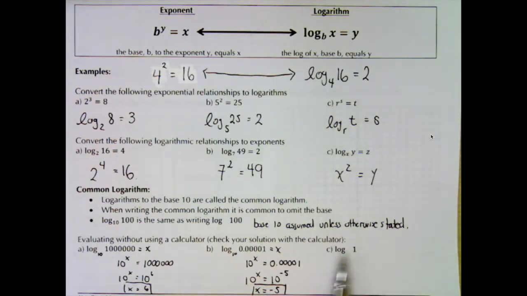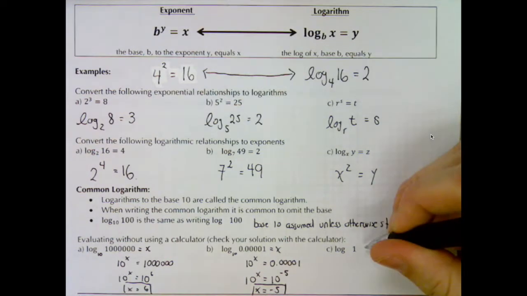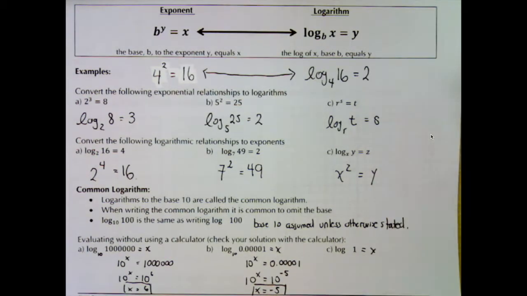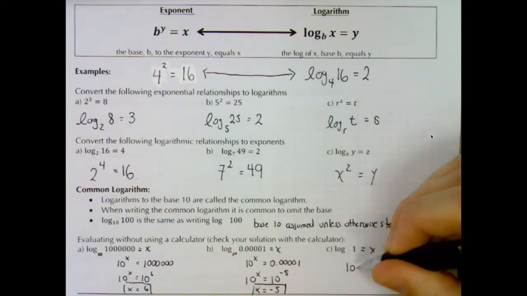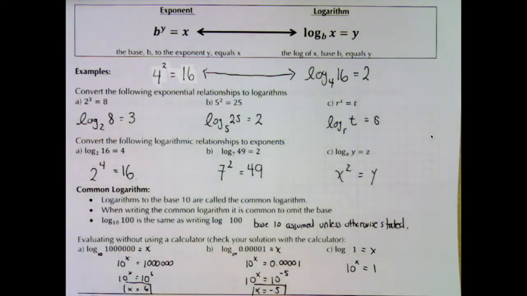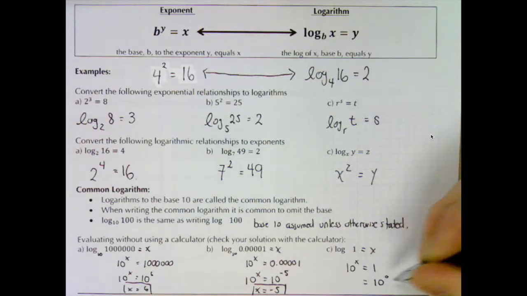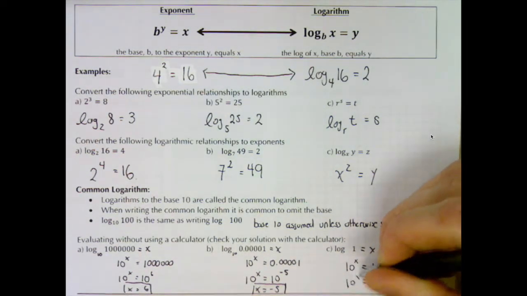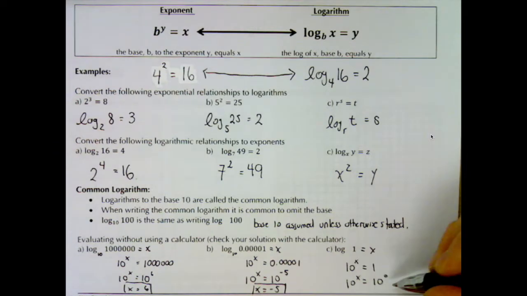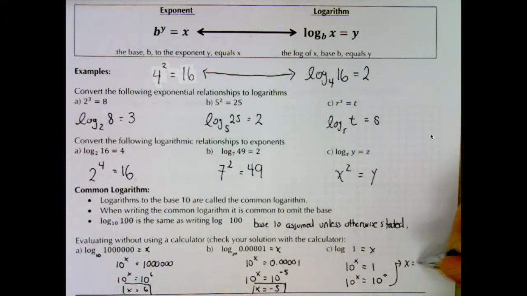One example left. It would be log 1. So how could we solve log 1? Well, if we set it equal to x and rewrite it as a power, we'd have 10 to the exponent x equals 1. And that would ask us, to what exponent do we have to raise 10 to get 1? And if you remember your exponent rules, that would be 10 to the exponent 0 equals 1. So that means that x is 0.